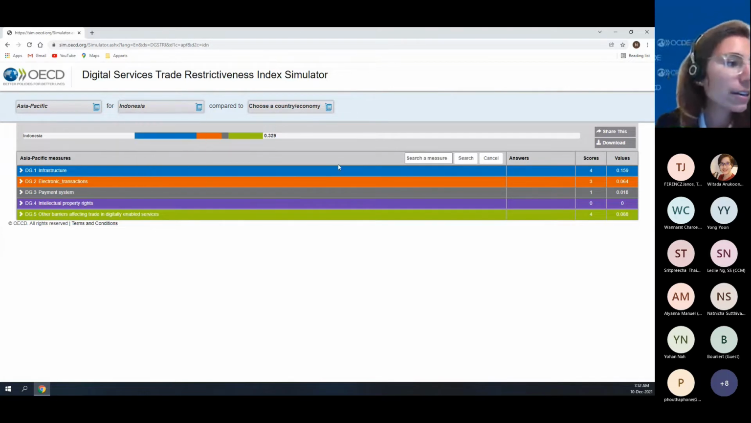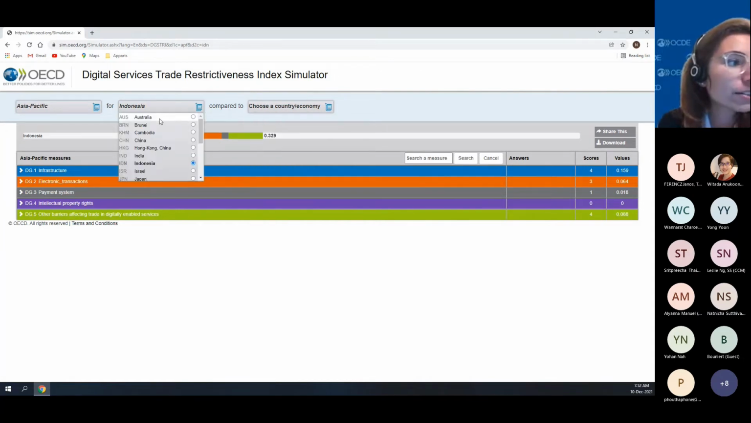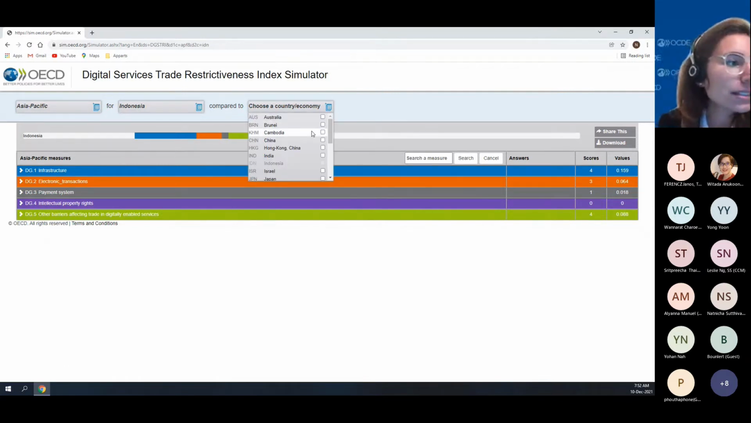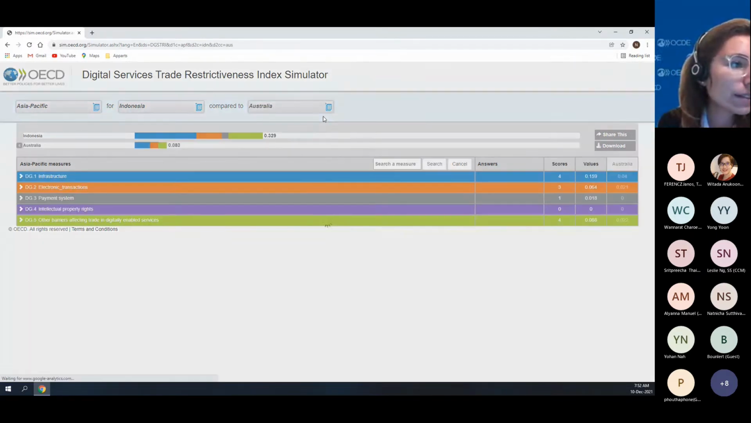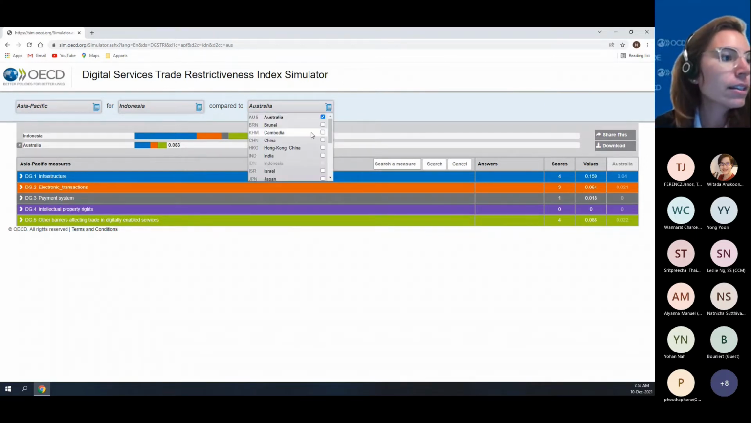So how does the economy compare to others? As we were saying before, the best practice in the region were Japan and Australia. So here we're going to compare Indonesia, which is now our new target economy, to Australia. You see here the score of Australia, which is much lower, so it reflects a much more open environment, as does Japan.